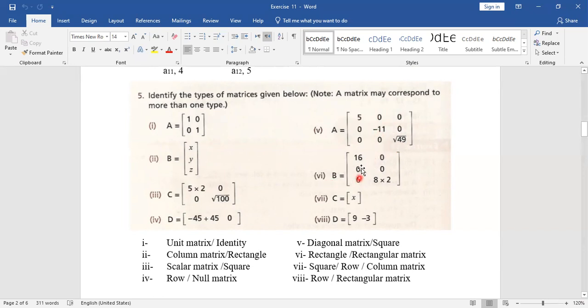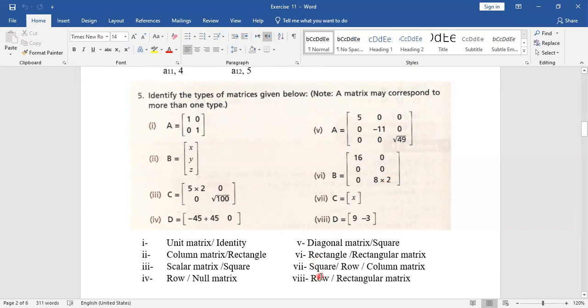Come to the sixth part. 16, 0, 0, 0, 0 and 8 to the 16. This sixth part is a rectangular matrix because the order is not the same. There are 3 rows and 2 columns. So this is not going for the diagonal matrix. For a diagonal matrix, this matrix must be a square matrix. Then a square matrix will come under diagonal matrix.